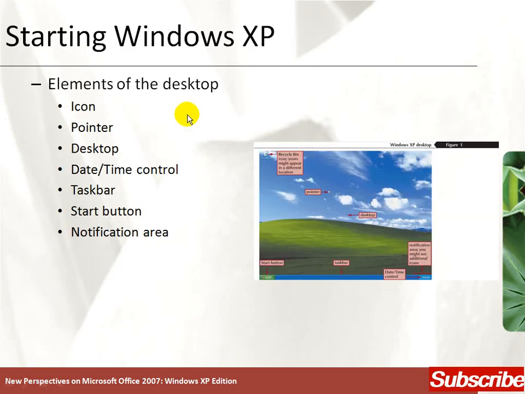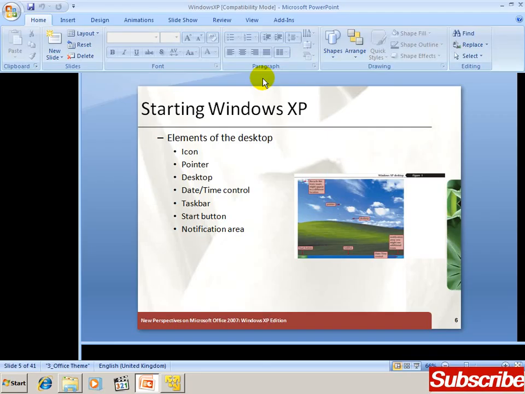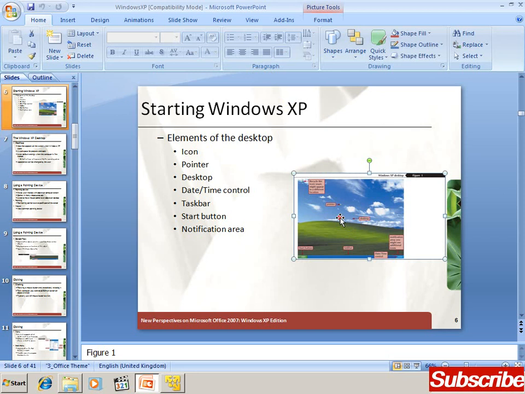Elements of the desktop. Right now, here is what we have on the desktop. Got the concept? Yes. In this picture everything is clear enough. First of all, we have icon, pointer, desktop, date and time control, taskbar, start button, and notification area.